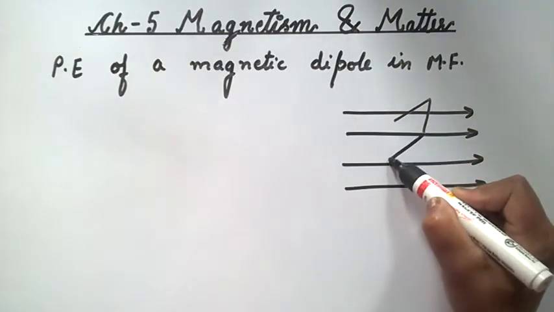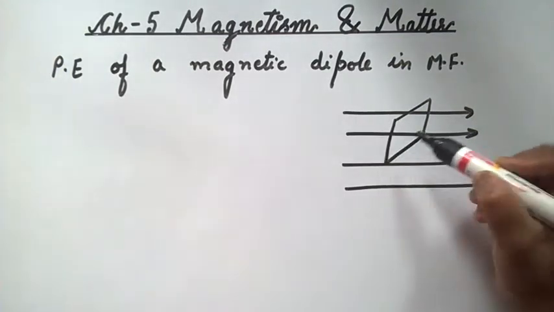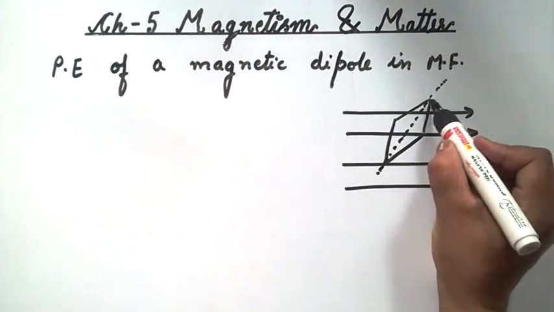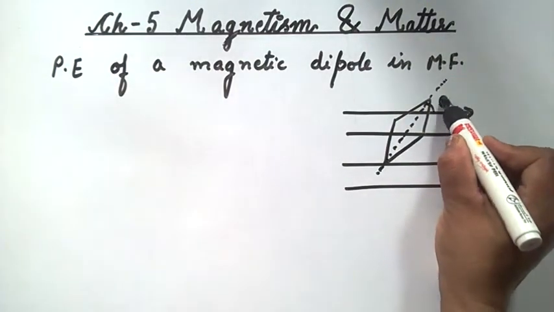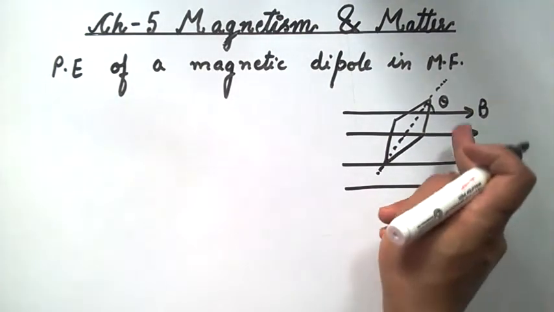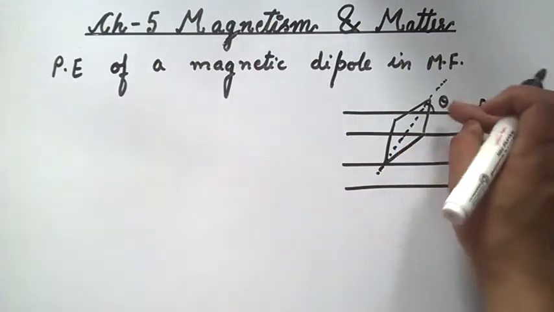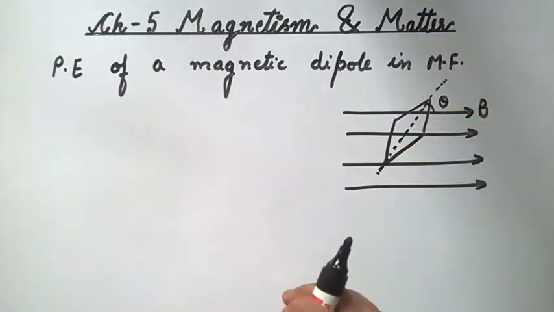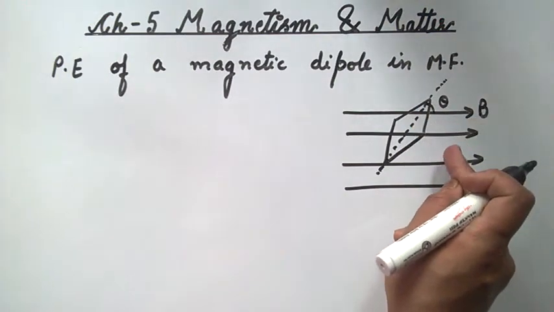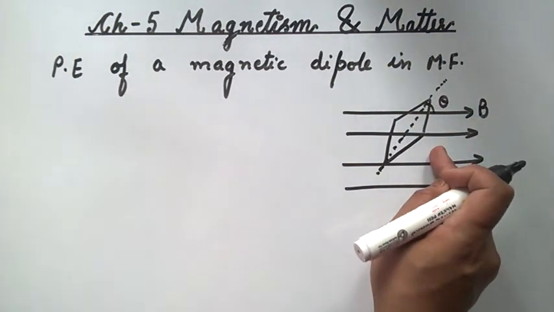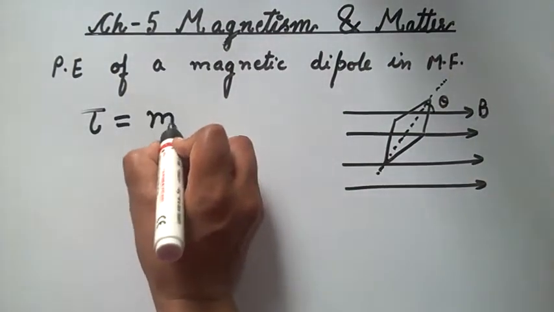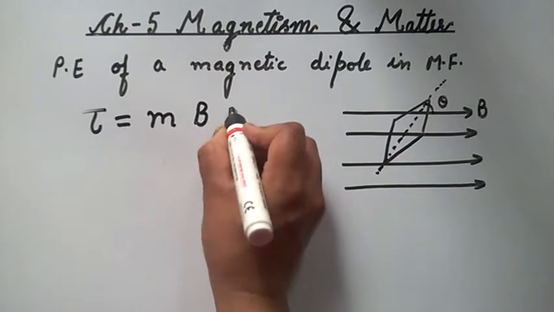Suppose a magnetic needle is placed at an angle theta with the magnetic field, that is, we are applying some force and placing this magnetic needle at an angle theta. When we release the force, this magnetic needle will experience a restoring torque, which is equal to magnetic dipole moment into magnetic field sine theta.